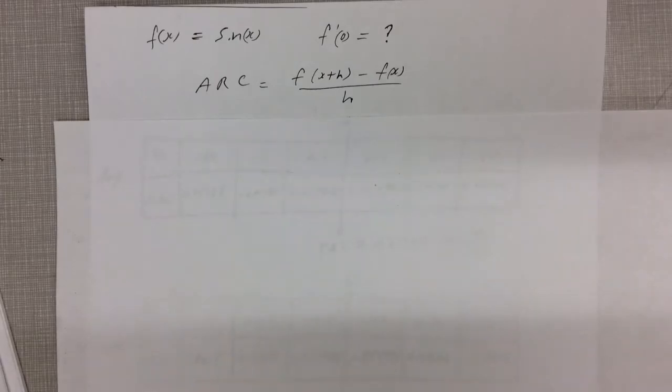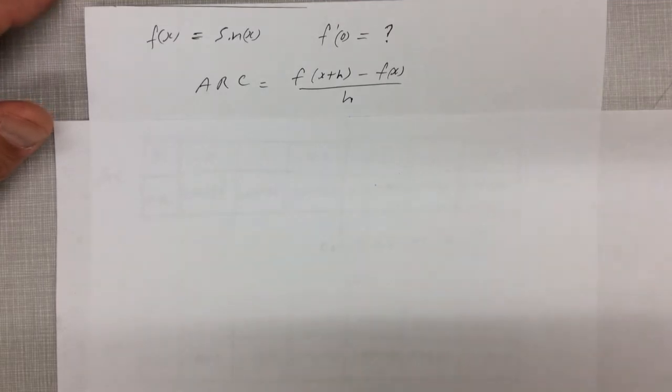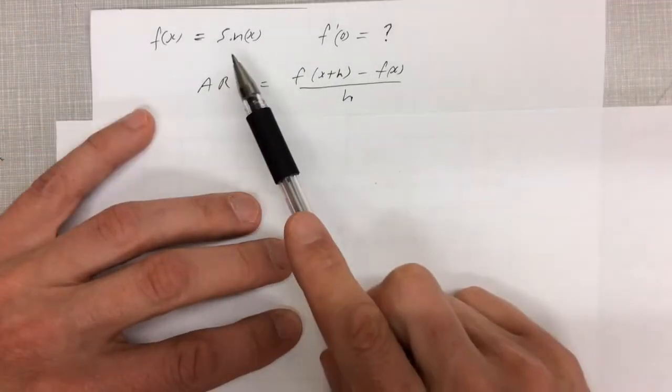Okay, we're going to look at trig derivatives. All right, so the derivatives of sine, cosine, and tangent functions and their reciprocal functions. Okay, so secant, cosecant, and cotangent. So we're going to first look at sine.